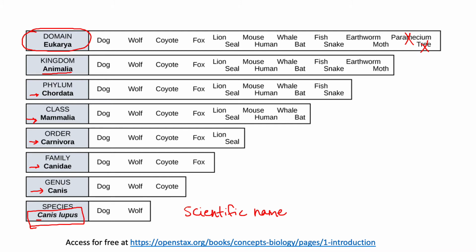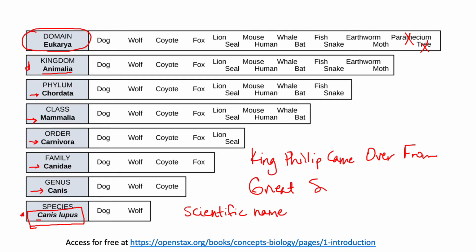Now, to keep those in order, going from kingdom all the way to species, you can use this mnemonic. There are others out there, but I use this mnemonic, and it is King Philip came over from Great Spain. So if you use the first letter in each of those, it will help you to order from kingdom all the way down to species.